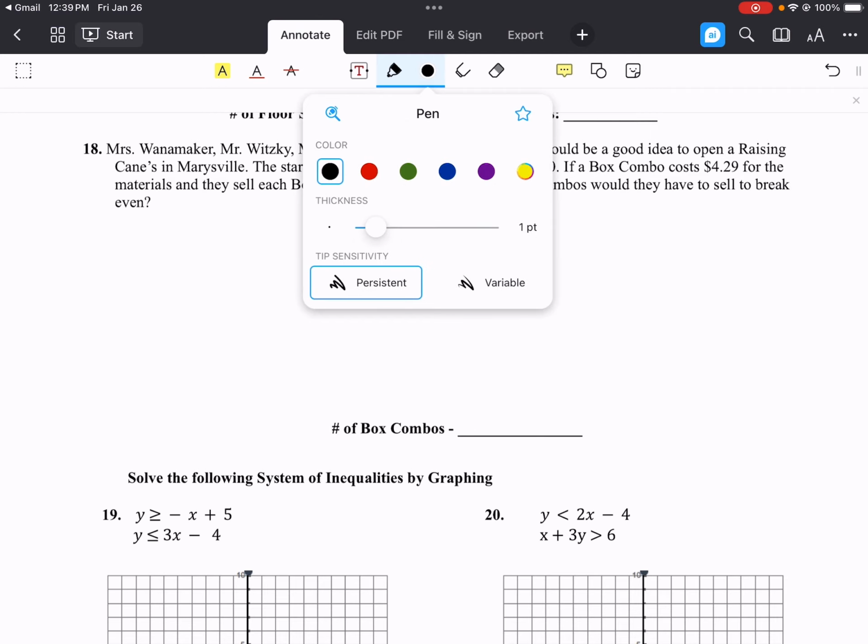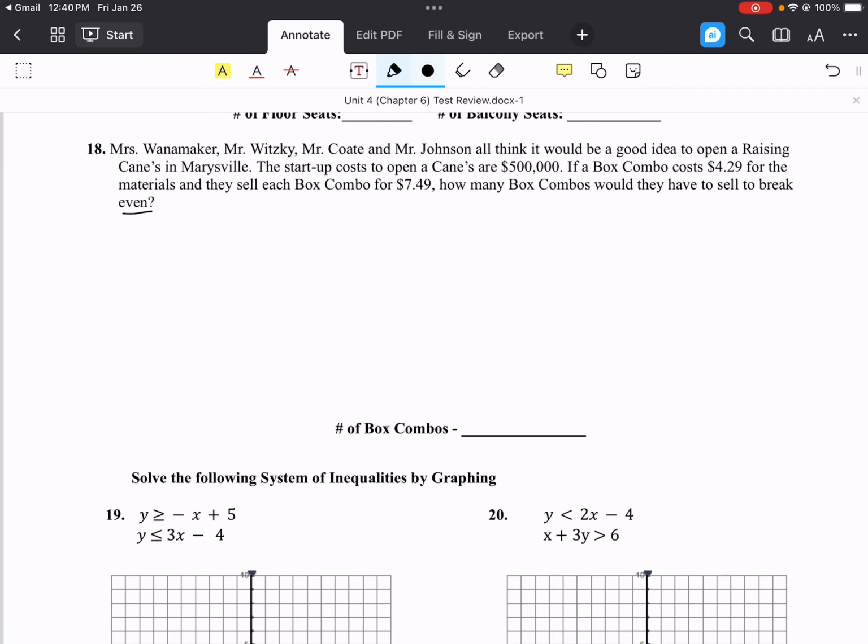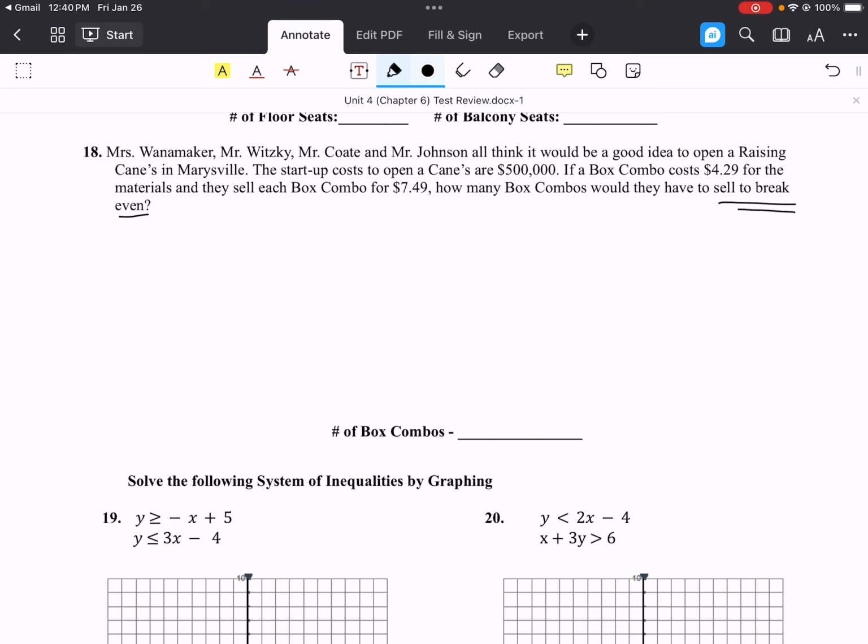So right now, this particular problem, when we're dealing with a break even, and especially starting a business like this, we're going to have two equations. One that deals with the expenses, so the things you have to spend in order to make the business happen, and then you can say like income or profit. So let's talk about expenses. Let's let T equal total money, and then we'll let B equal box combos.